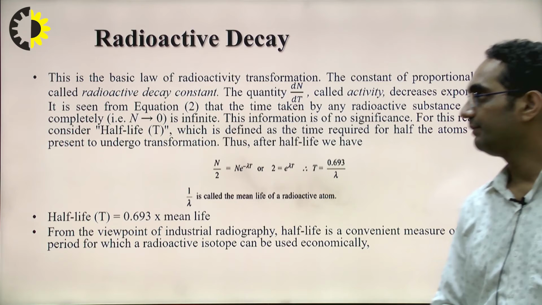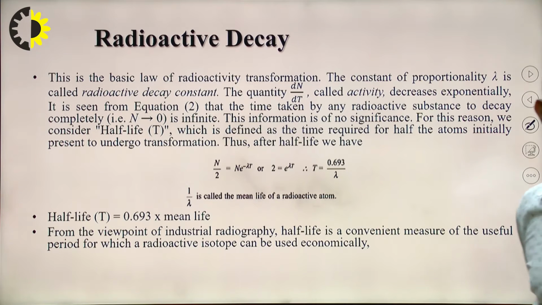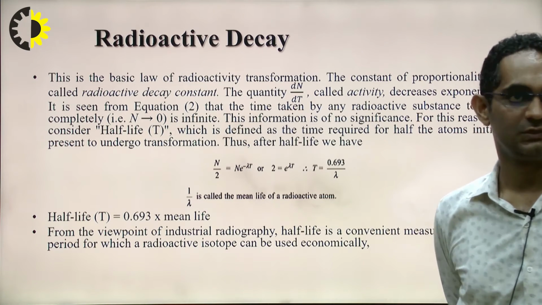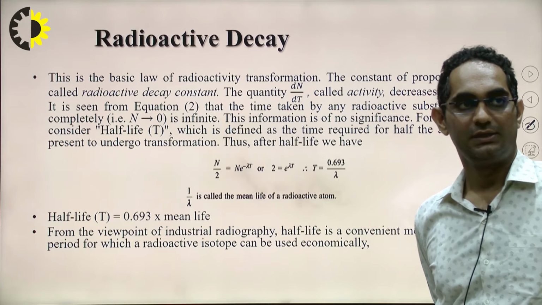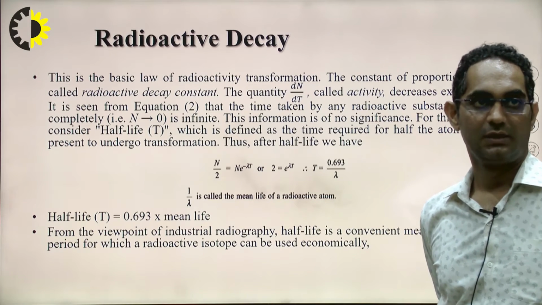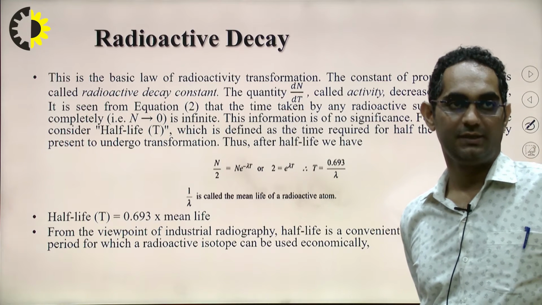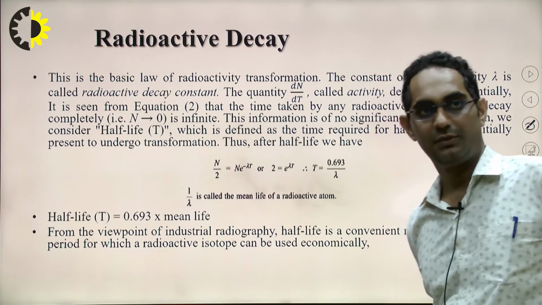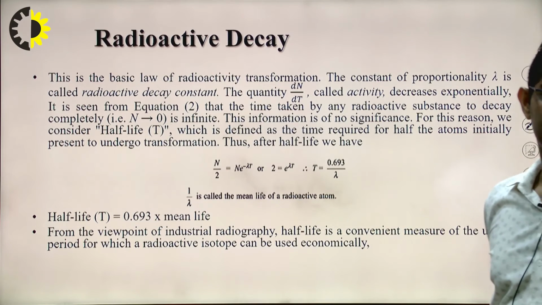Next is the radioactive decay. This is the basic law of radioactivity transformation. The constant of proportionality lambda is called the radioactive decay constant. The quantity dN by dt is called the radioactivity, and it decreases exponentially.